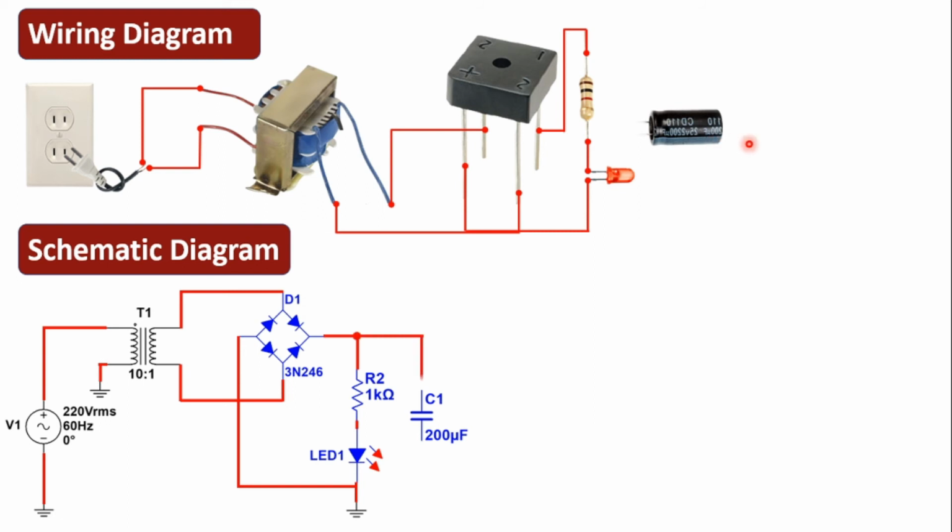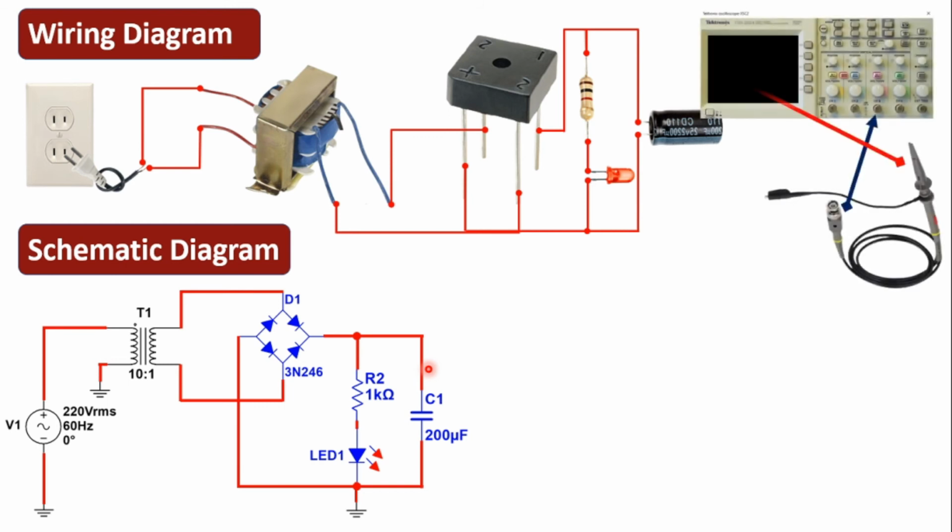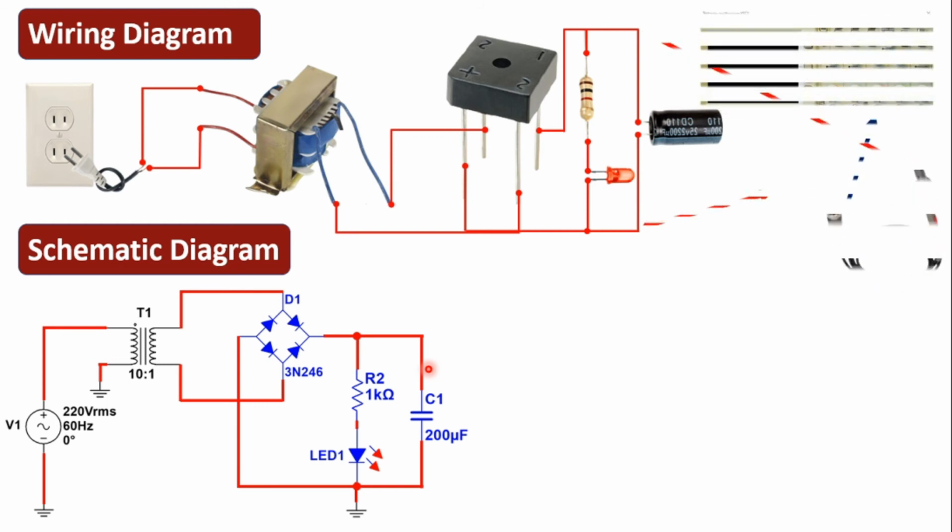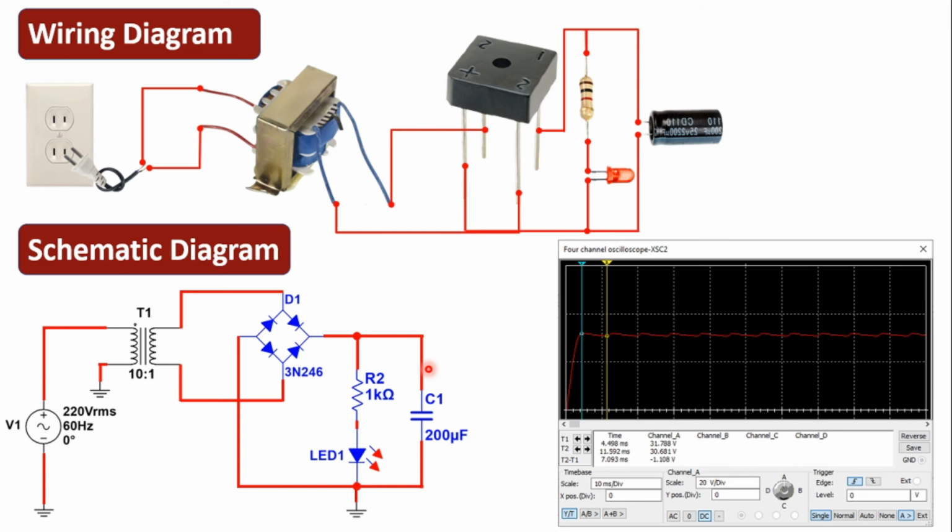sign. Now, for the connections, the cathode of the rectifier shall be connected to the positive terminal of the capacitor, while the anode of the rectifier shall be connected to the negative terminal of the capacitor. Another way of saying this is we connect the capacitor parallel to the load that we have interconnected a while ago. If we use our oscilloscope to display the output waveform, the result will be like this.